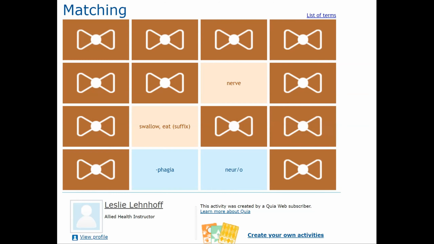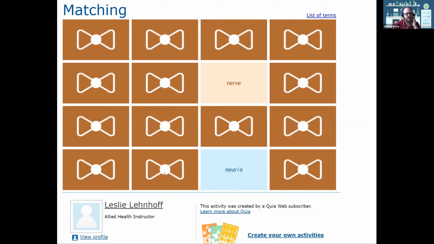Phagia, swallow or eat. Yes. And this we see in the word esophagus, right? The esophagus is that space right before we swallow. We have our mouth and then our esophagus. Yeah, that's the last one. Neuro. Yep. Nerve and neuro.